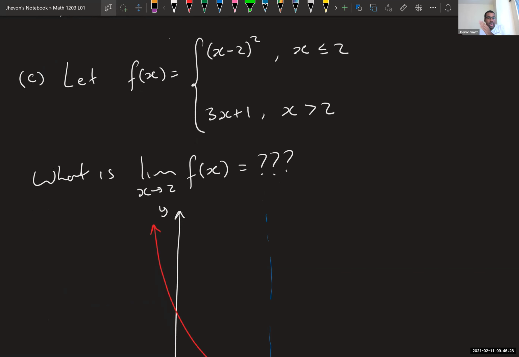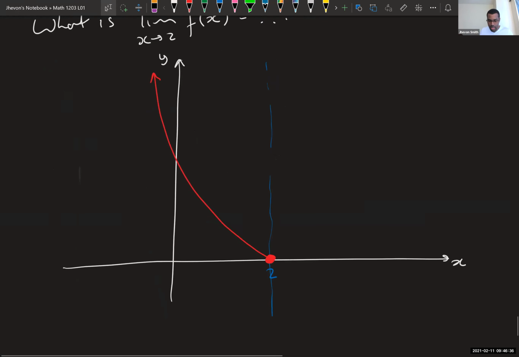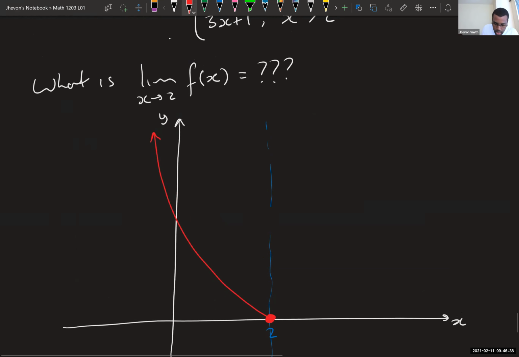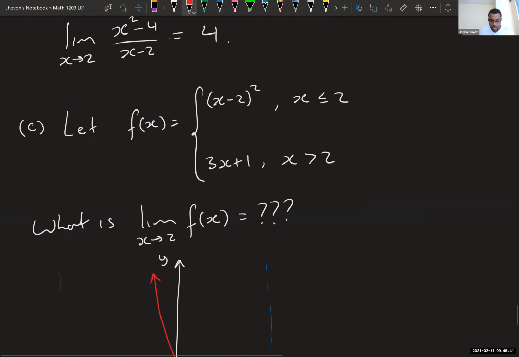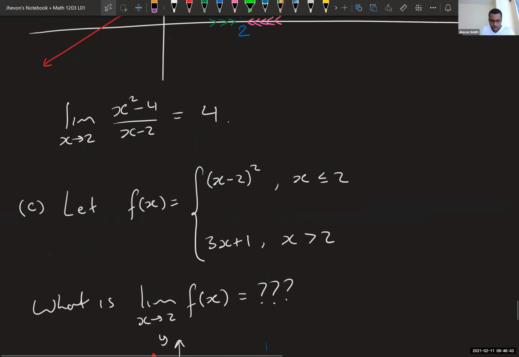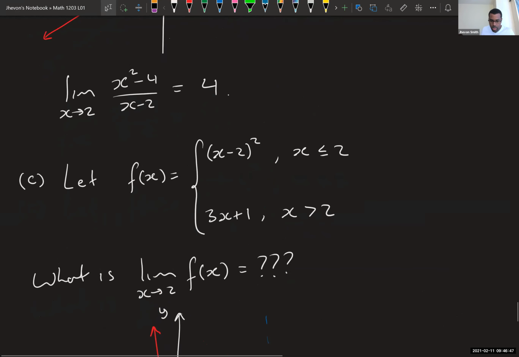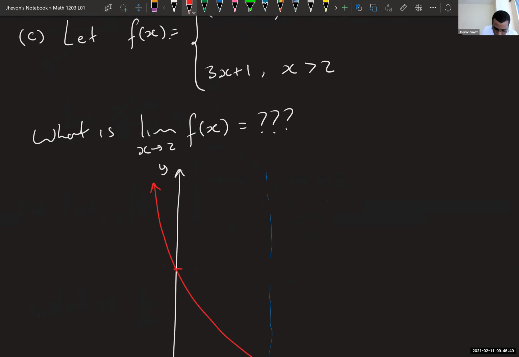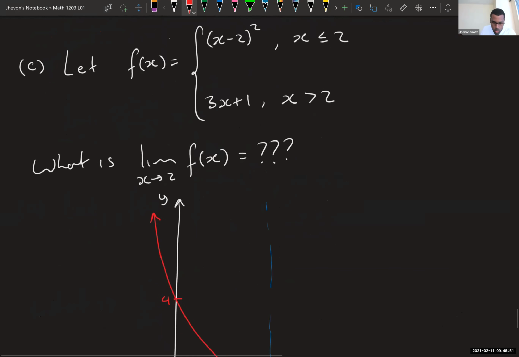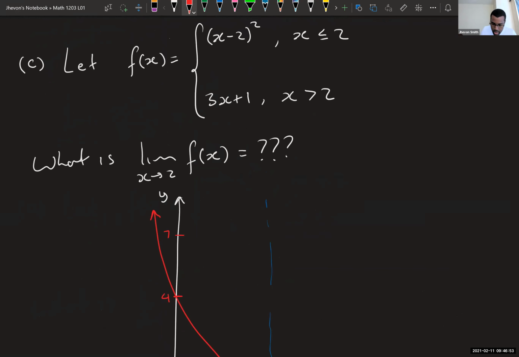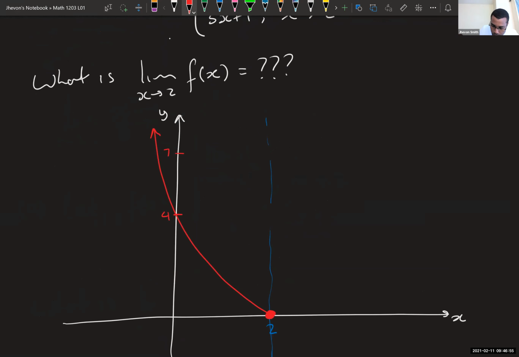Now for the right side, we want to get 3x plus 1, which we know is a straight line with y-intercept 1 and positive slope. Now, if I plug in x equals 2 there, I would get 7. So this here would be where, if my x equals 0, my y would be 4. So this would be at 4, which means at 7 is where the other graph would start.